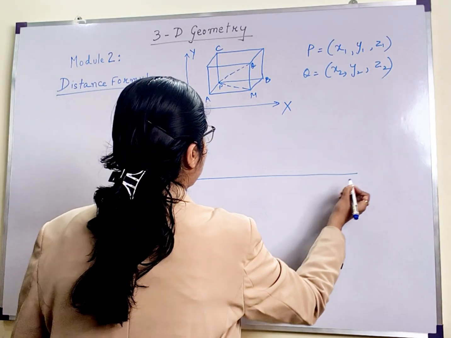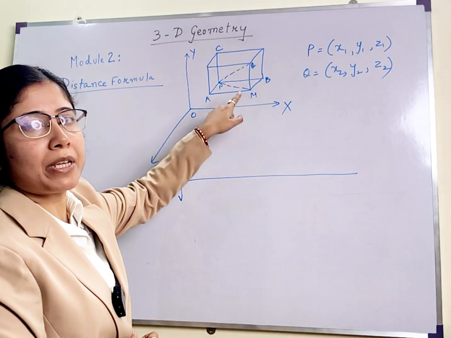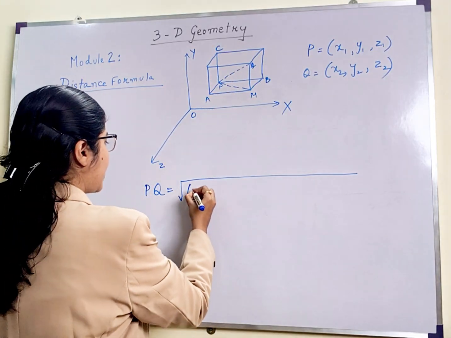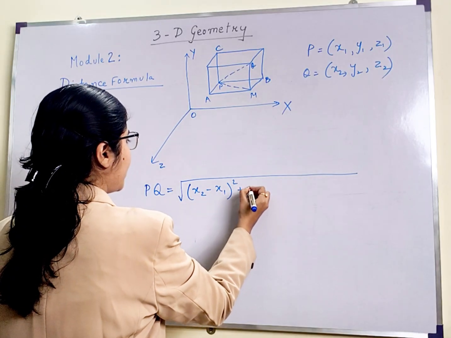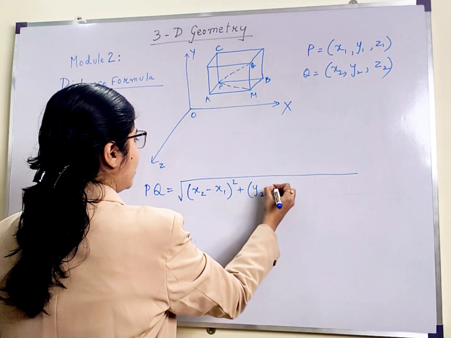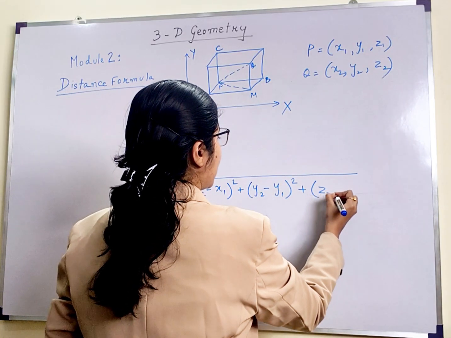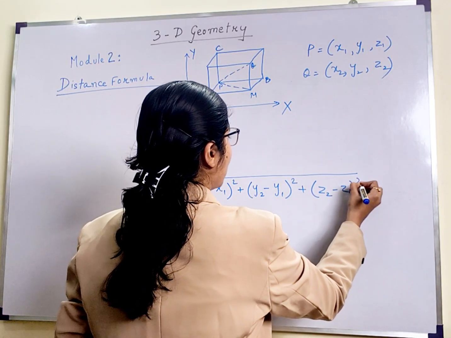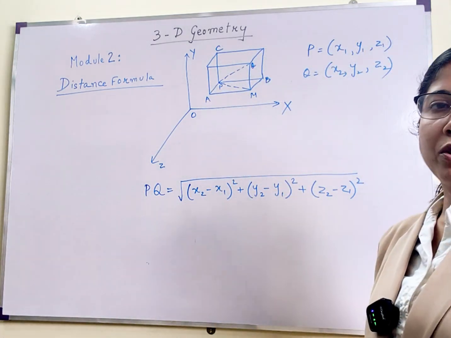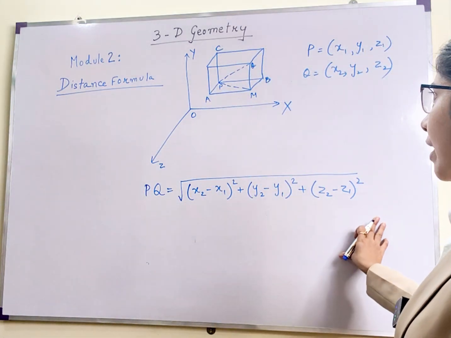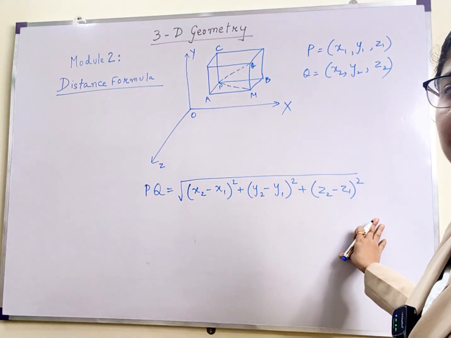The formula which helps to determine the distance between P and Q is the square root of (x2 minus x1) whole square plus (y2 minus y1) whole square plus (z2 minus z1) whole square. This is the formula. Using this formula, you can find the distance between point P and point Q.